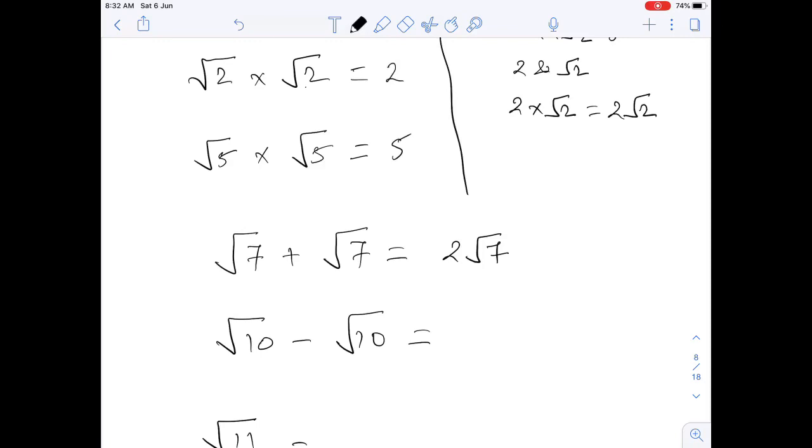Remember that during addition we cannot make any changes in this root number. We can just make changes in how many times the numbers are repeating. This is the first time, this is the second time.